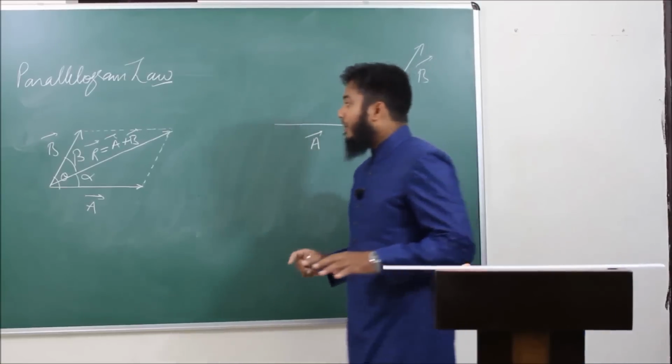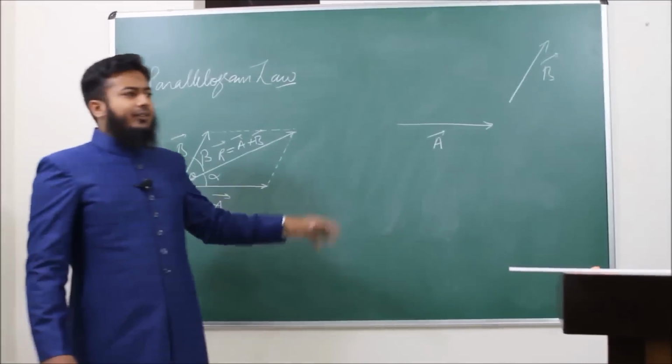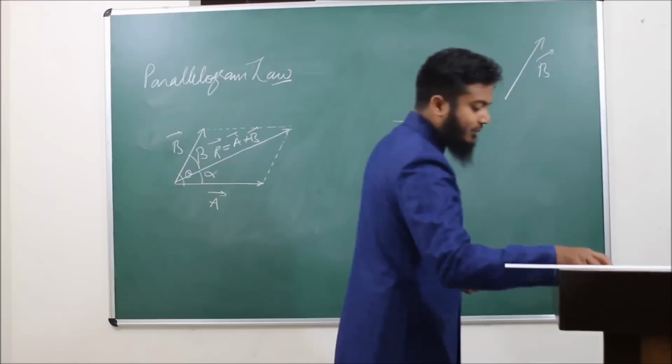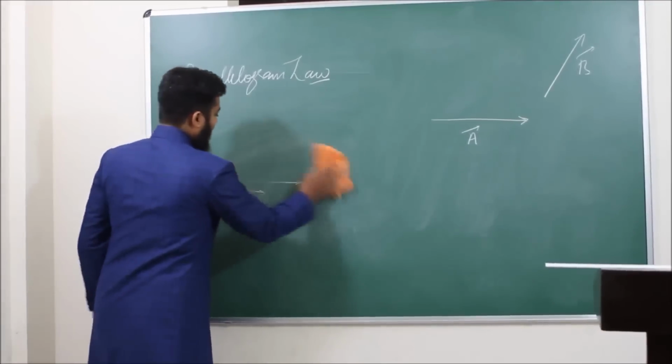Now, this was the addition of two vectors A and B. What if we have more than two vectors? दो से ज्यादा वेक्टर्स अगर हमारे पास हों. For that we have the polygon rule. Let us see what the polygon rule is.